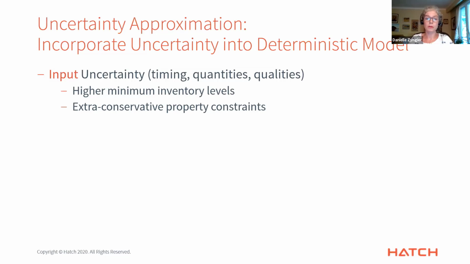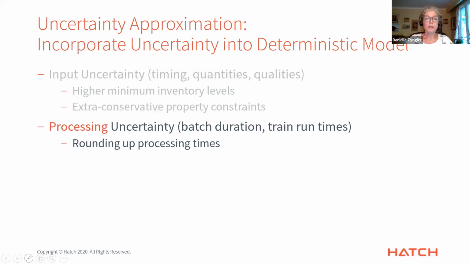Extra conservative property constraints. So you know that the client needs a certain percentage of, say, iron ore content, so you just bump it up a little bit just to make sure that whatever uncertainty comes from the mine, you're still able to meet those property constraints. The other one is processing uncertainty. So you don't know how long that batch processing takes. It takes between 4 and 5 hours. So, all right, just assume it's 5 hours just to be on the safe side. So you round up those processing times.